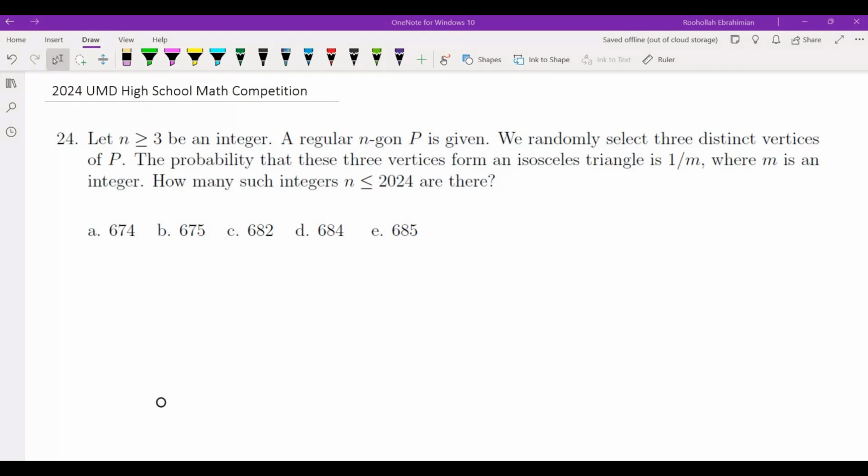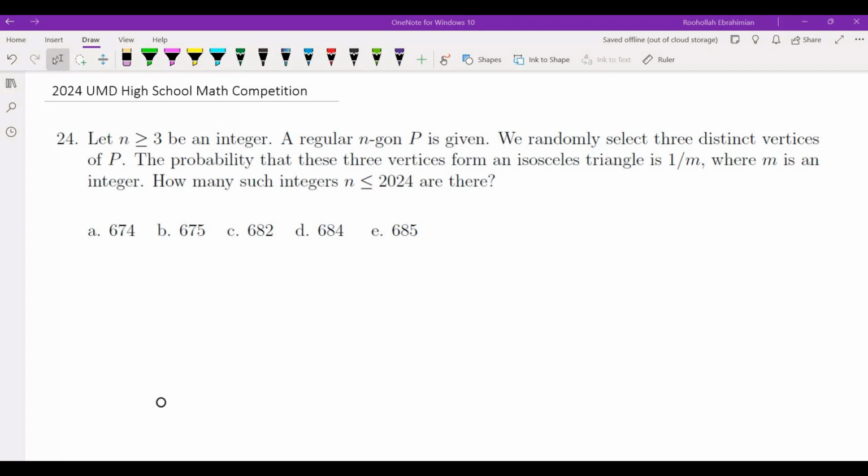Let n greater than or equal to 3 be an integer. A regular n-gon P is given. We randomly select 3 distinct vertices of P. The probability that these 3 vertices form an isosceles triangle is 1 over m, where m is an integer. How many such integers n less than or equal to 2024 are there?